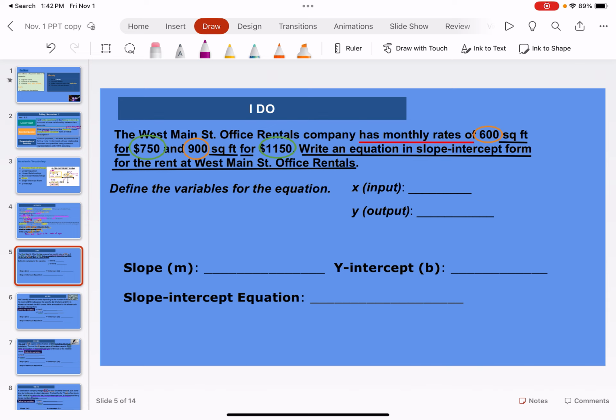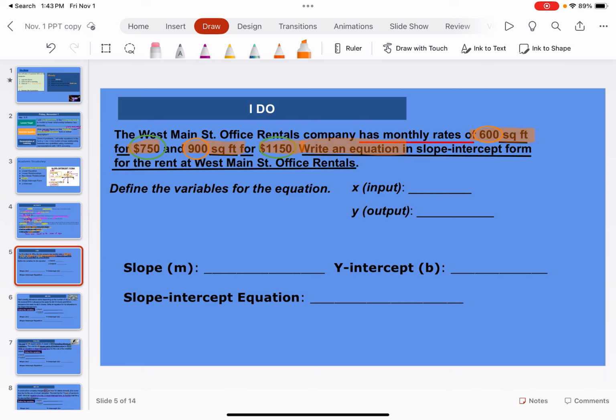Okay, so we have our I do. It says the West Main Street Office Rentals Company has monthly rates of 600 square feet for $750 and 900 square feet for $1,150. So square feet, 750, 900 square feet, 1,150. We have to write an equation in the slope-intercept form for the rent at West Main Street Office Rentals, right? So we have to define the variables for the equation, x and y.